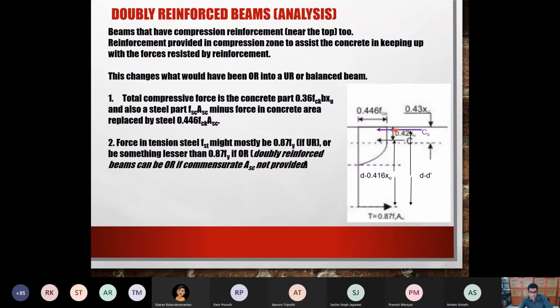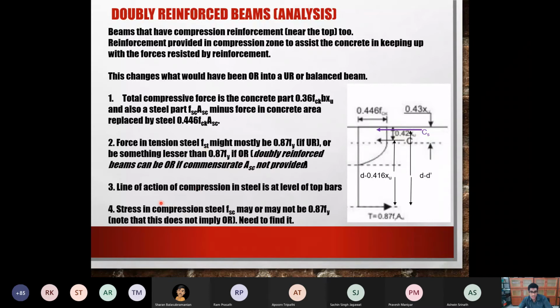If you do not give a commensurate amount of steel on the top, it will be some other value of stress. The line of action of compression in steel is at the level of the top bar. So wherever you've given the bar on the top, that is where the compression force from steel will act. The steel in the bottom mostly will be 0.87 Fy, but the steel on top need not be 0.87 Fy. It may be something lesser than that usually. Only the steel on the bottom will usually be 0.87 Fy.